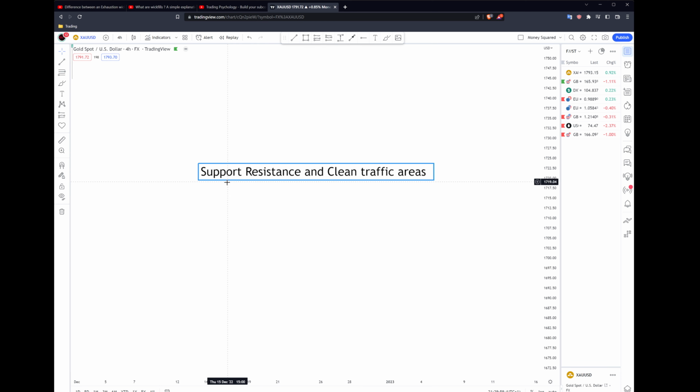Today we're gonna talk about support, resistance and clean traffic areas. These are three concepts which are very important in our trading plan.